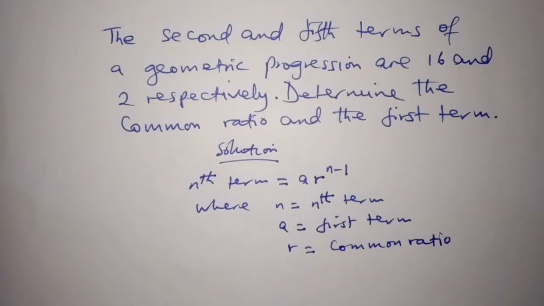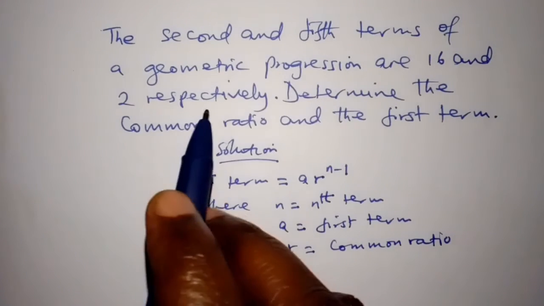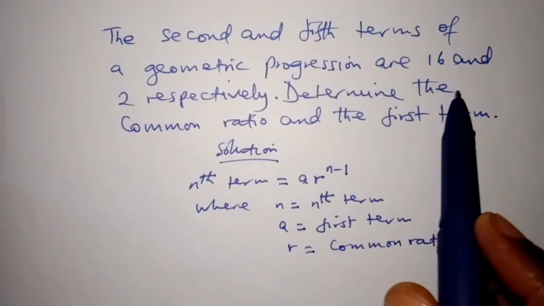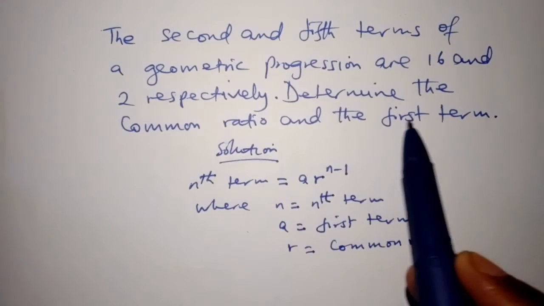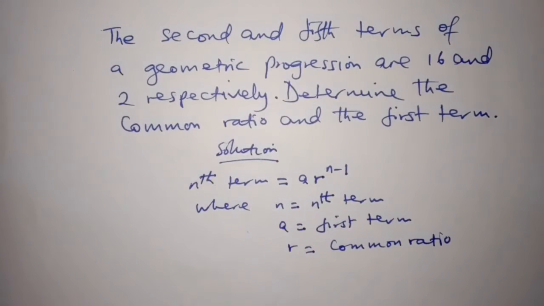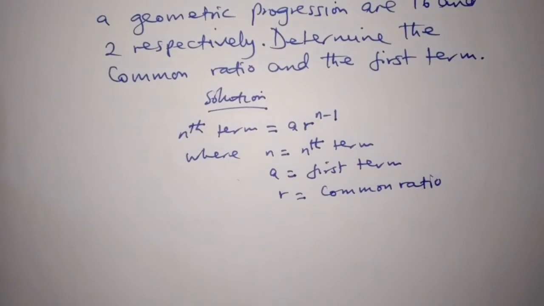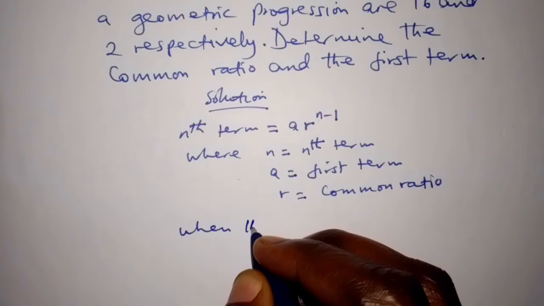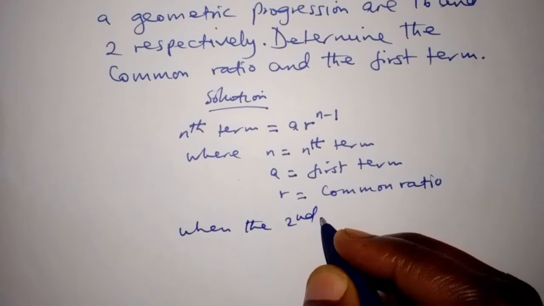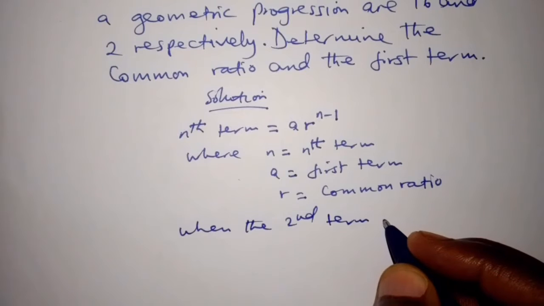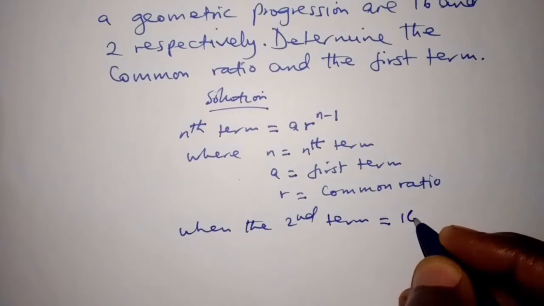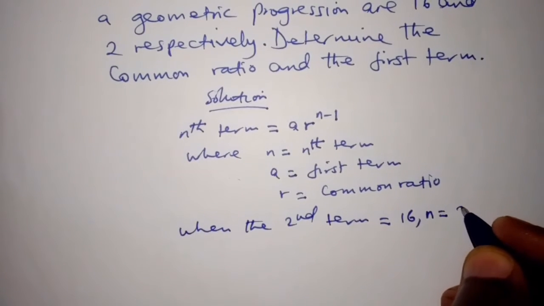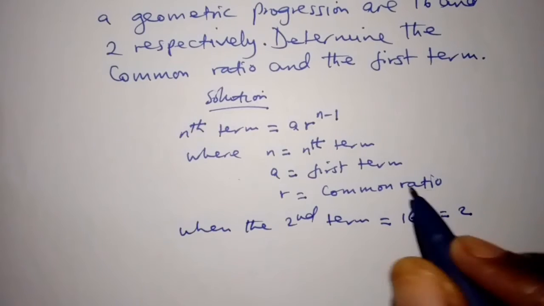So now we are told the second and fifth terms of a geometric progression are 16 and 2 respectively. Determine the common ratio and the first term. So we can say that when the second term is given as 16, then it means that n is 2. Then we can apply this formula here.